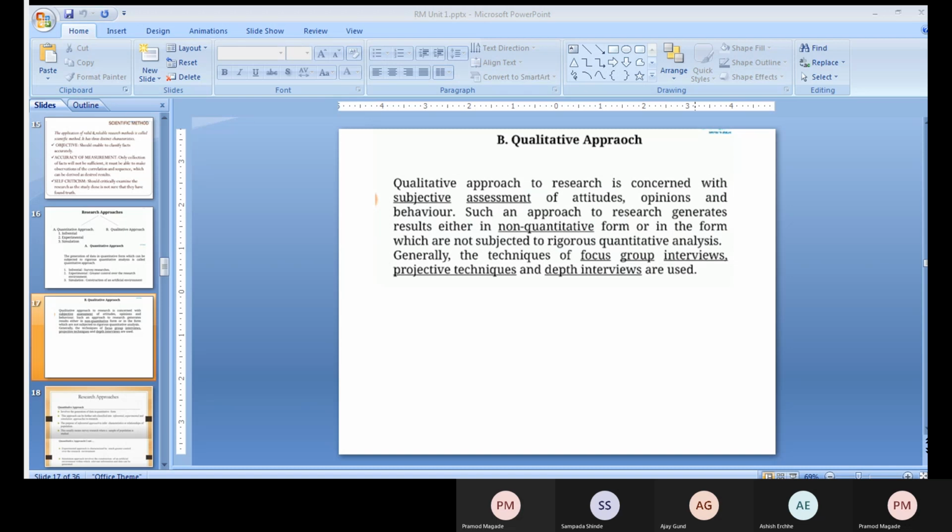Done this? In case of qualitative, we have to write the subject, that is subjective assessment. Of course, the focus group, interviews, brainstorming session, R&D team. So these things we need to follow.